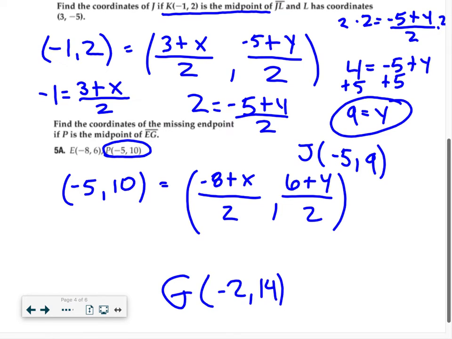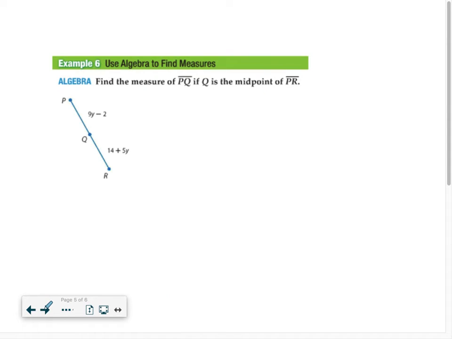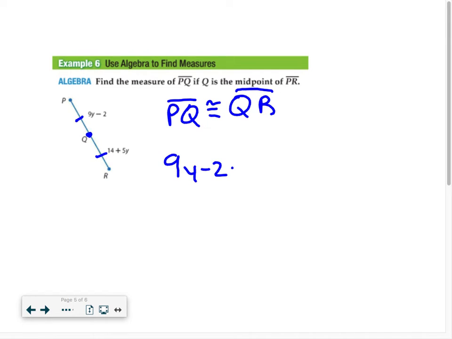And so one last type of problem we can do here with midpoints. We can find the measure of PQ if Q is the midpoint of PR. So we're told that Q is the midpoint. If Q is the midpoint, that means that PQ is congruent to QR. Their measures are the same. So then we're able to say 9y minus 2 is equal to 14 plus 5y. And we can find y, which we'll eventually be able to plug in and find the measure of PQ, which is what we were after.